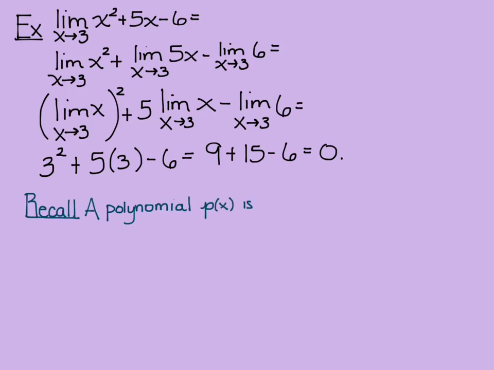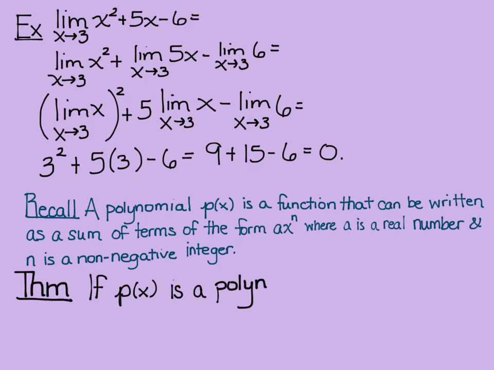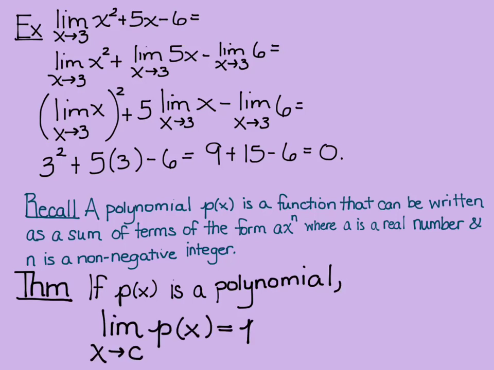Recall that a polynomial p of x is any function that can be written as a sum or difference of terms of the form a times x to the n, where a is a real number and n is a non-negative integer. So, as a theorem, we get that if p of x is a polynomial, the limit as x goes to c of p of x equals p of c. In other words, we can just plug in the value x equals 3 in this problem above to get the value of the limit.